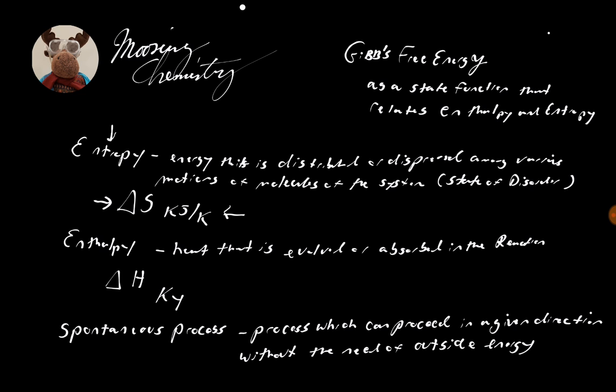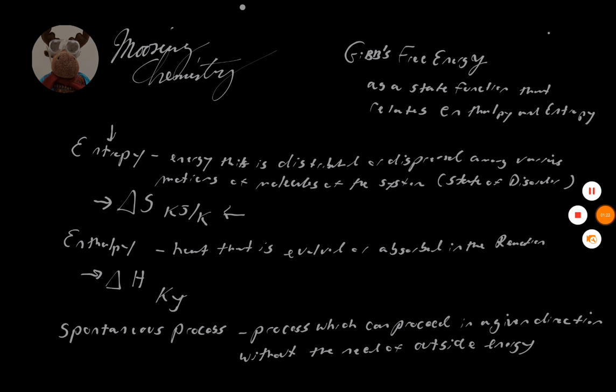Now, enthalpy, on the other hand, is heat that is evolved, which means that it is lost or absorbed in the reaction. It's denoted by delta H, and it's measured in kilojoules. Now, a spontaneous process is a process that can proceed in a given direction without the need of outside energy. So next, we're going to write the equation.